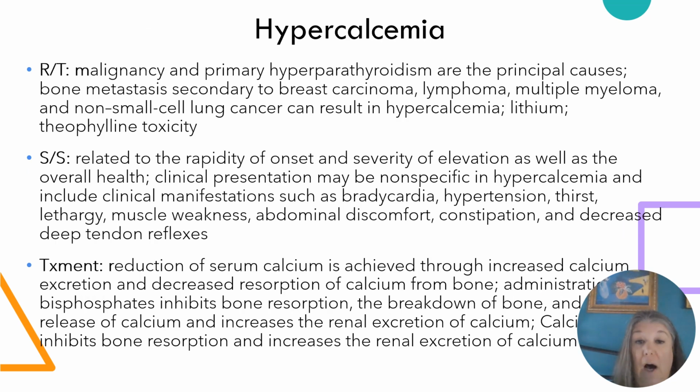Hypercalcemia. So hypercalcemia is usually related to malignancy or primary hyperparathyroidism. Bone metastasis of secondary carcinomas, lymphoma, multiple myeloma, all of that stuff. So when you have a cancer affecting the bones, because anytime you have bone break apart, we worry about calcium, too much calcium getting into the blood system. So anything like that is going to affect that.